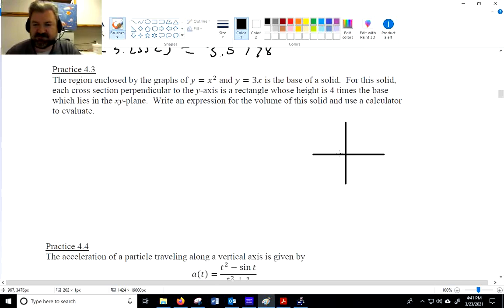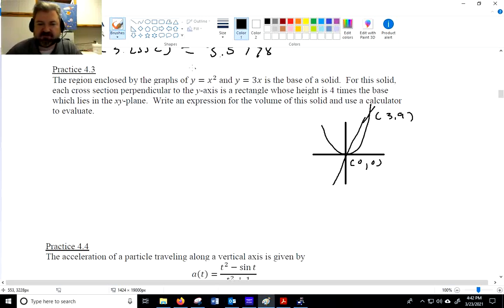All right, let's take a look and see how we did here. Y equals 3x is a graph sort of like that. Y equals x squared goes like this. And they're going to intersect a couple of times. I can just kind of think about it, 3, 9, and 0, 0. But if you're not sure, set these two equations equal to each other and solve for x.